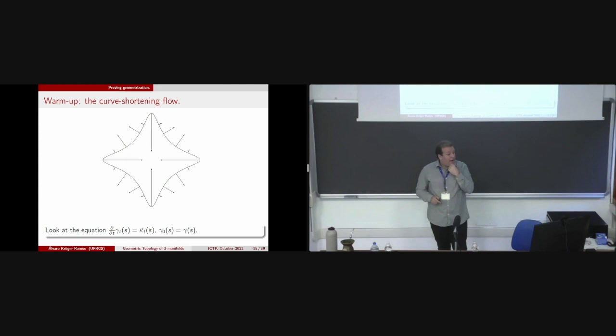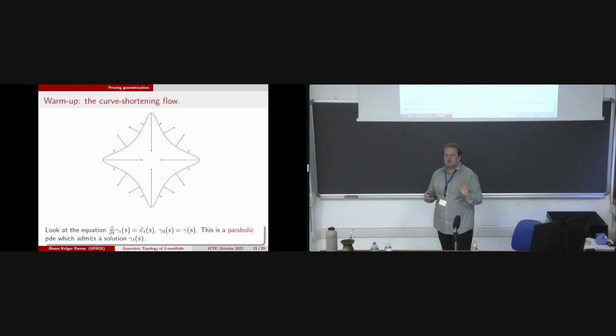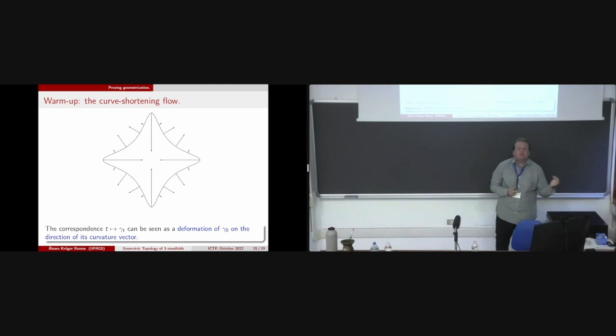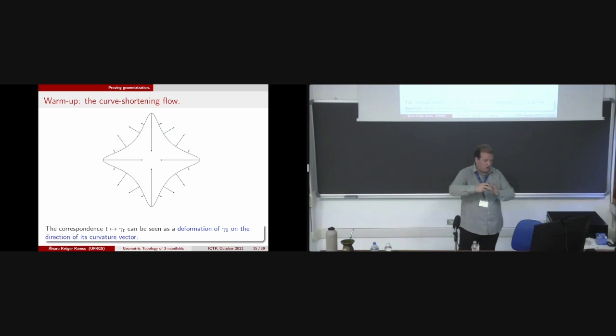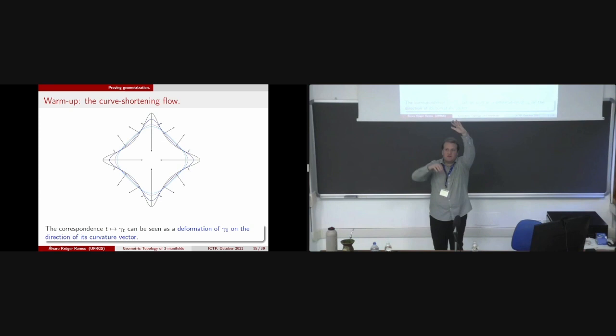And you see what happens. This is a parabolic PDE, for the ones that know analysis, and it admits a solution, at least for a short time. What happens with this solution? It can be seen as a deformation of your original curve in the direction of the normal vector, the direction of the curvature. When the curvature points to the inside of the curve, the curve moves inside. When the curvature points outside, the curve moves outside. On the points where the curvature goes to the inside, the curve will go to the inside, and where it points outside, it will go outside. Eventually the curve becomes convex.